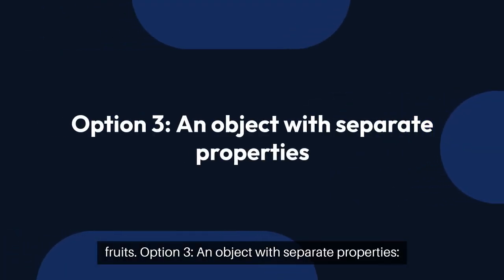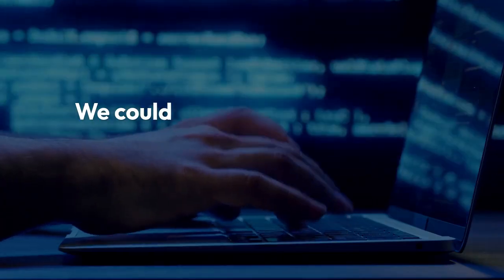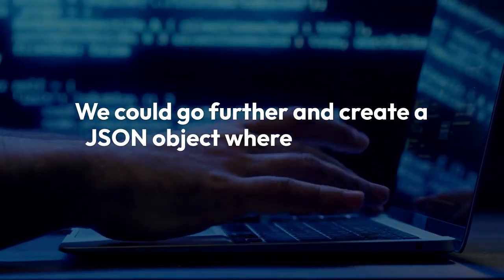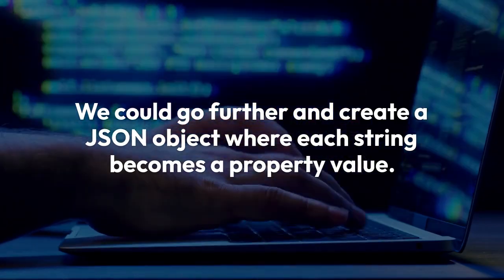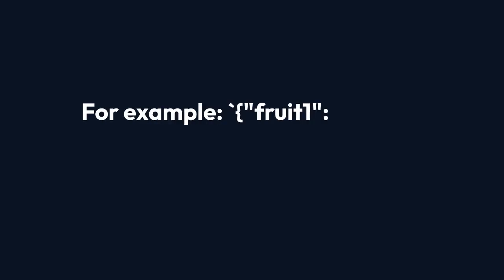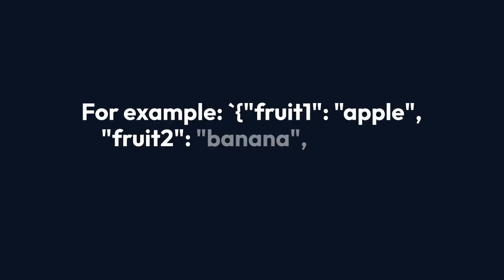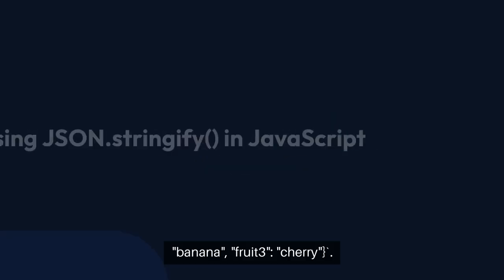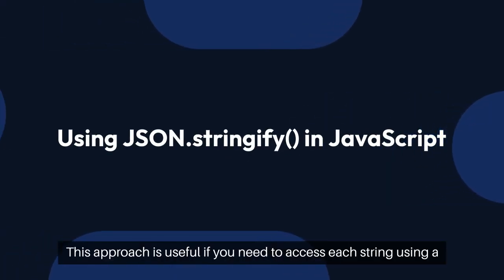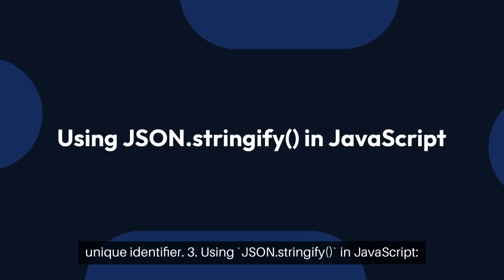Option 3. An object with separate properties. We could go further and create a JSON object where each string becomes a property value. For example, {"fruit1": "apple", "fruit2": "banana", "fruit3": "cherry"}. This approach is useful if you need to access each string using a unique identifier.